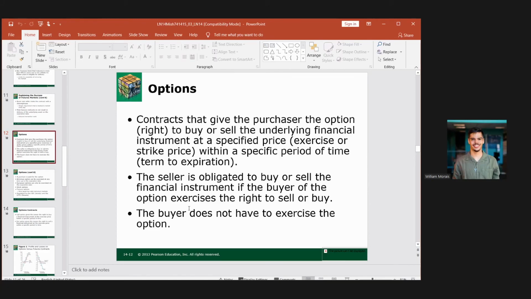You can do both. Professor, what's the difference between buying a call and selling a put? What's the difference?